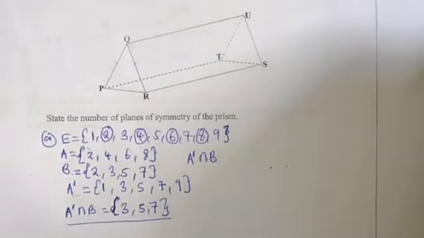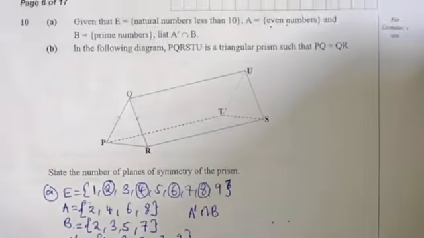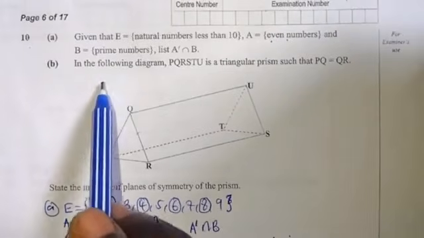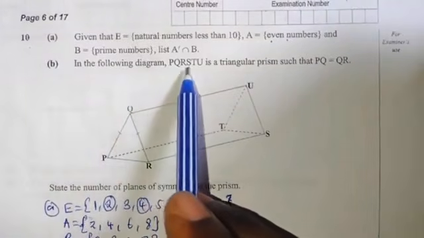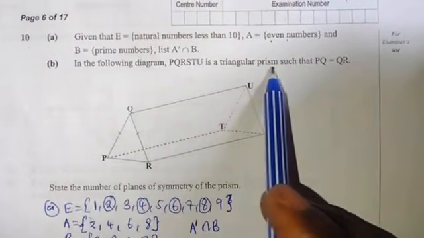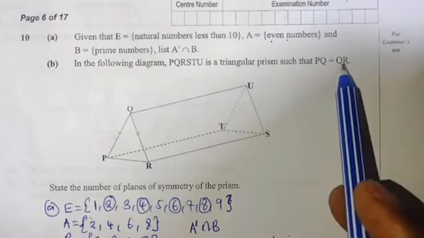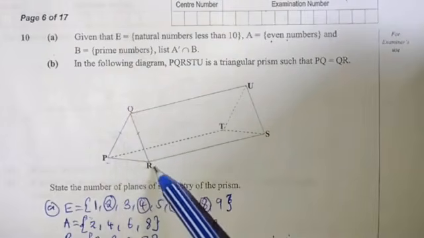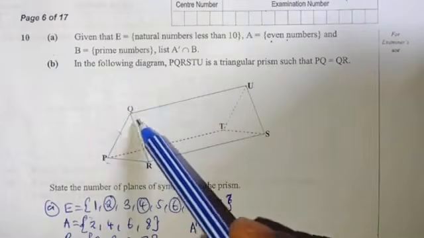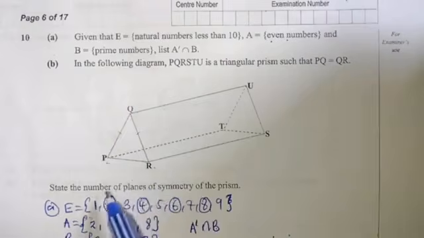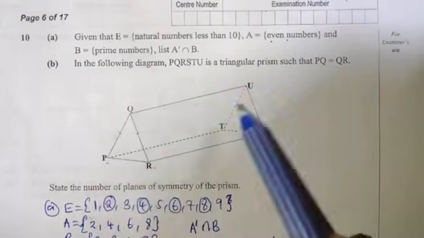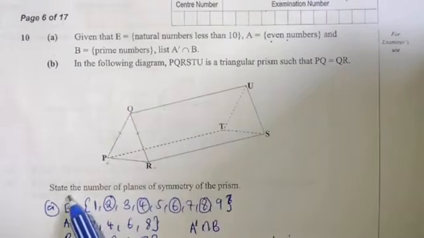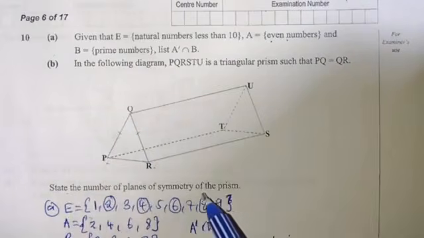Okay, so we now answer our last question, which is question B, right here. In the following diagram, PQRSTU is a triangular prism such that PQ is equal to QR. So the length of this side and this side, they are the same. Okay, so this is the triangular prism. State the number of planes of symmetry of the prism.